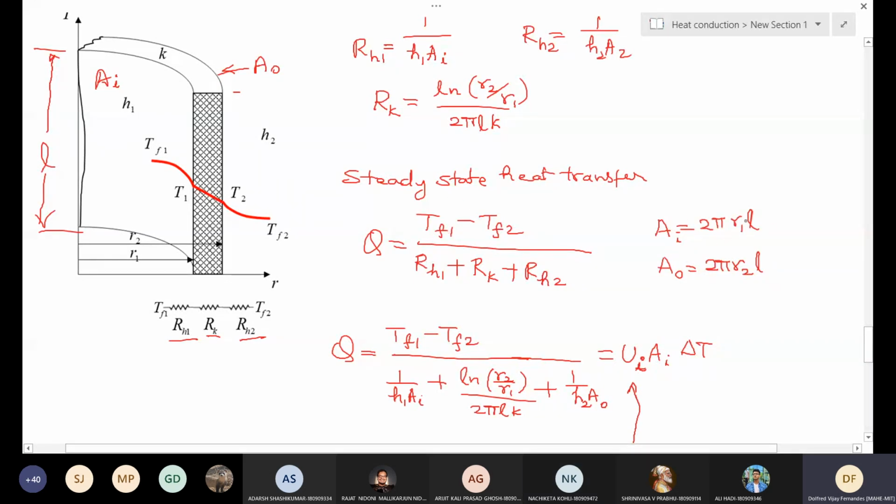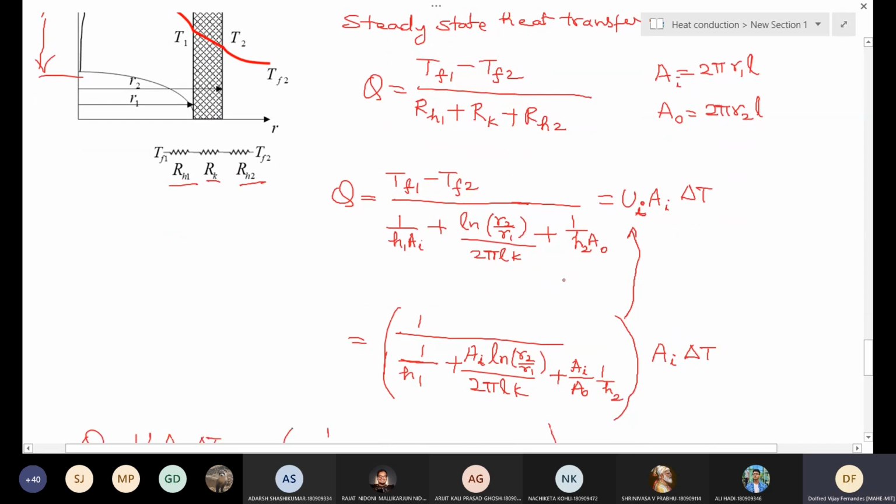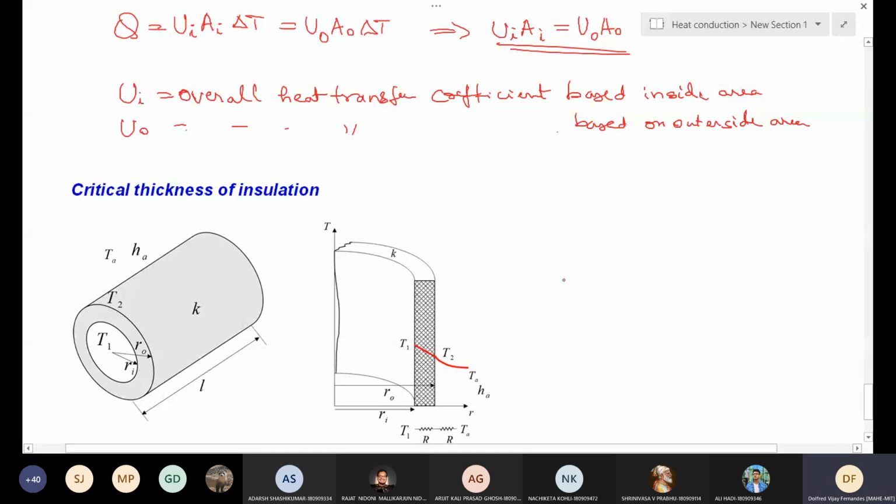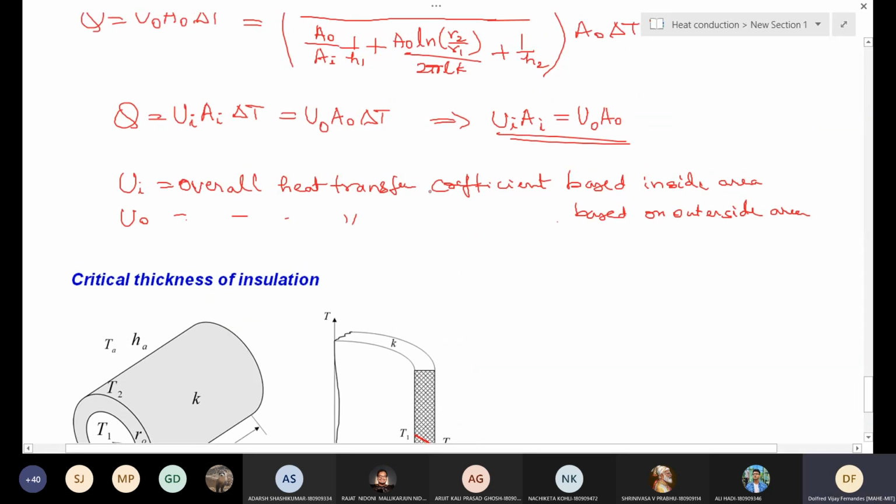For the spherical wall, the inner area is 4 pi r1 square, and the outer area is 4 pi r2 square. And the conduction resistance is nothing but r2 minus r1 divided by 4 pi k r1 r2. Nothing else. The process is the same. It's skipped because it doesn't have many applications. So we are not going to use the overall heat transfer coefficient for that. You can just estimate the rate of heat transfer.